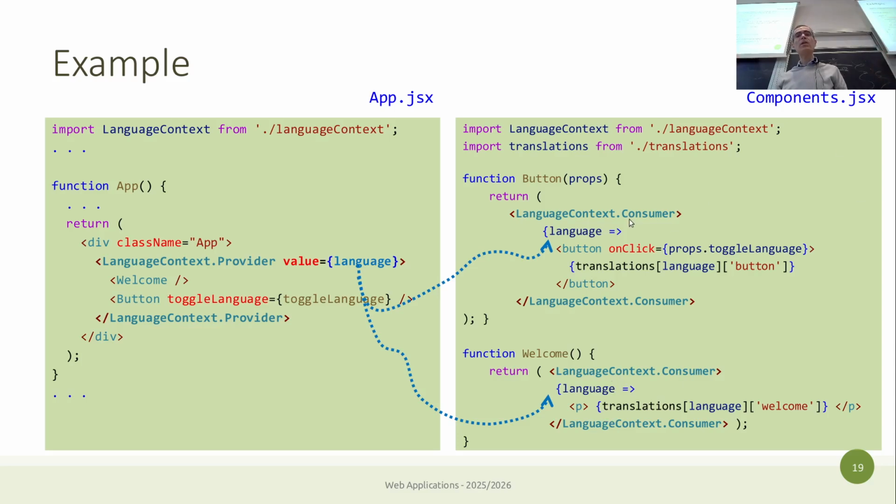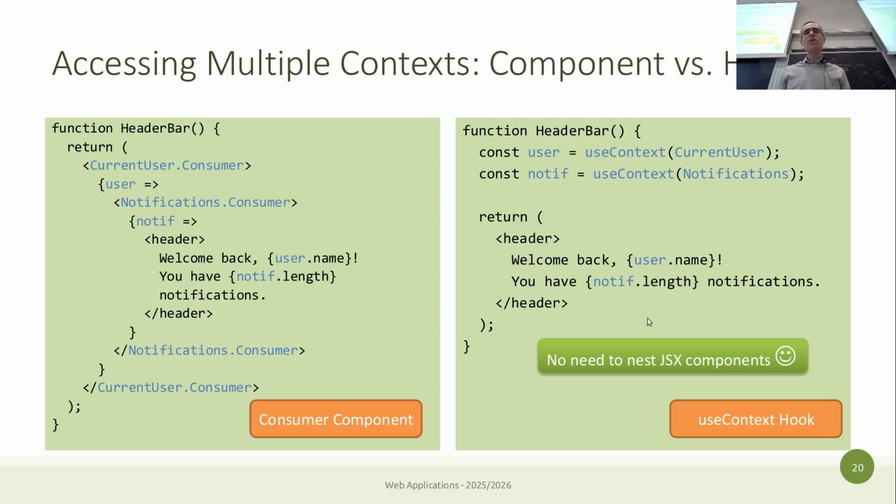Because you need to nest consumer components, and they don't help the readability of the JSX and so on. And of course defining what is contained as a callback again is something that is difficult to read. Okay, you see the difference between the left and the right. The right uses the hook and the left uses the consumer component. You see the difference, right? So clean on the right, so difficult to read on the left.